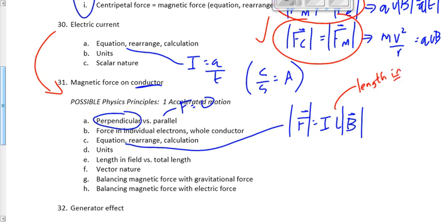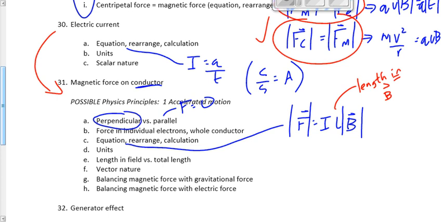Because if you've got a problem where, let's say, you've got a 10 centimeter long wire, but only 8 centimeters is exposed to the field, then it's the 8 centimeters that we care about, not the 10. It's only the part that's in the magnetic field. In fact, it's only the part that's perpendicular to the field. So if you've got 20 centimeters in the field, but only 10 centimeters is perpendicular to the field, it's the 10 you want.